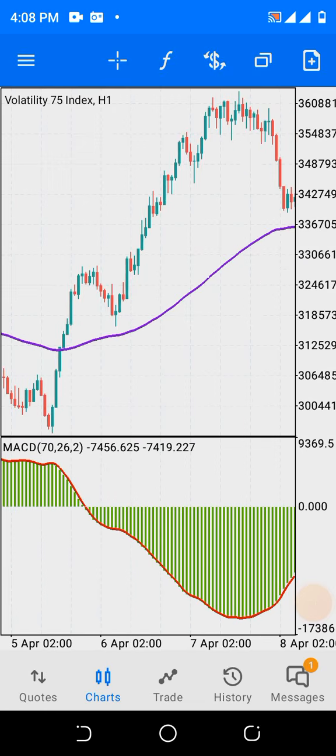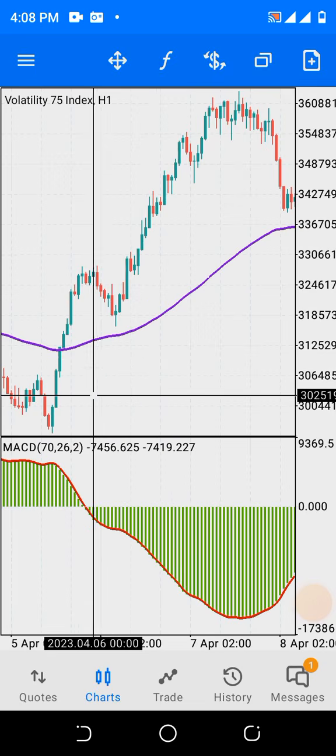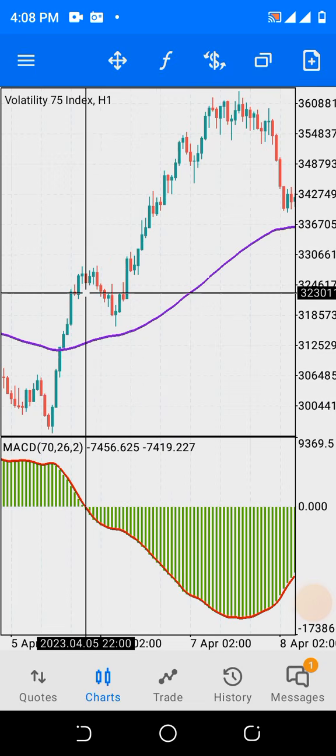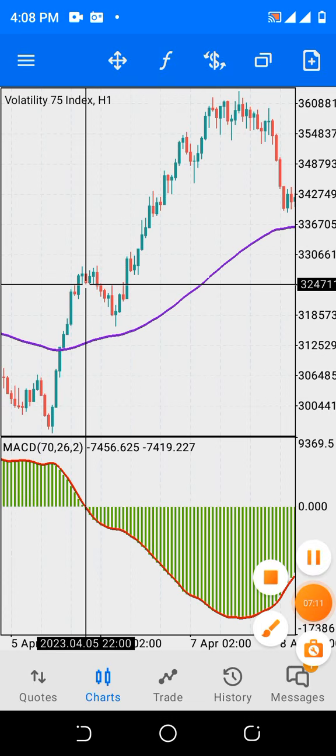Now this is another correction here. This is where the correction occurs. So you make your what? Buy entry. Make your buy entry where the correction occurs. So I want you to make a buy entry here. Make a buy entry where the correction occurs here.